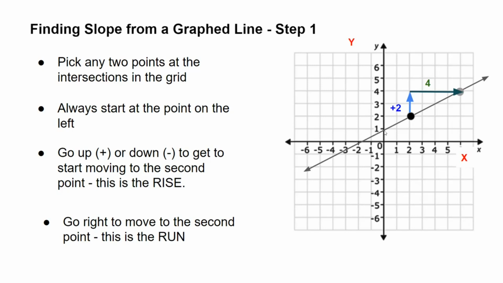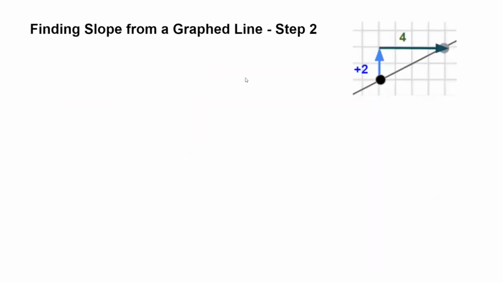Now, that's the first step. We found the values we need to calculate the slope. Now we just need to calculate it. That's what we're going to do in step 2. Here is what we learned in step 1. Our rise was 2, positive 2, and our run was 4.